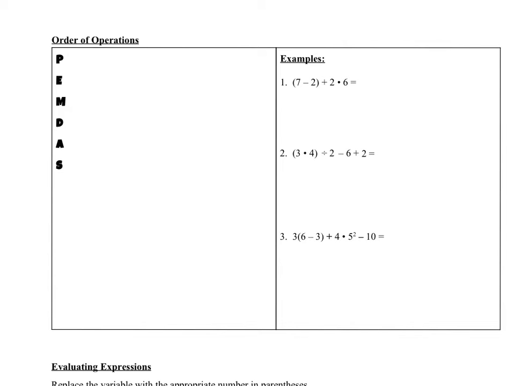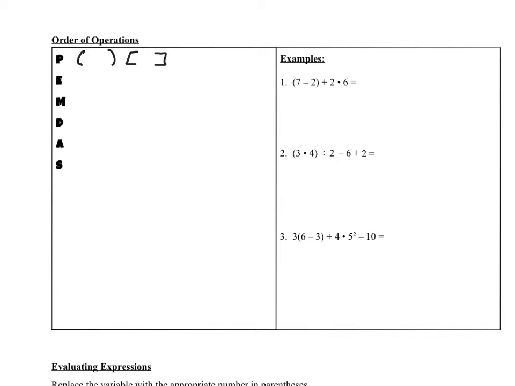The P stands for parentheses. In a mathematical expression, if there are parentheses, you must do those first. Square brackets are also considered parentheses, and you may see problems like that from time to time. So if you see either of those in the problem, you should do those first.